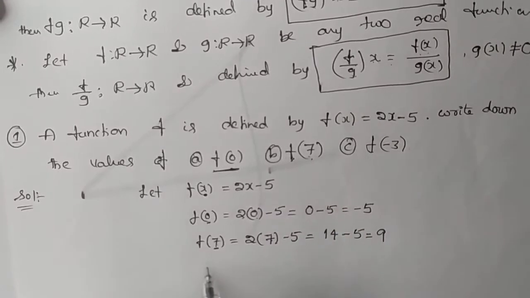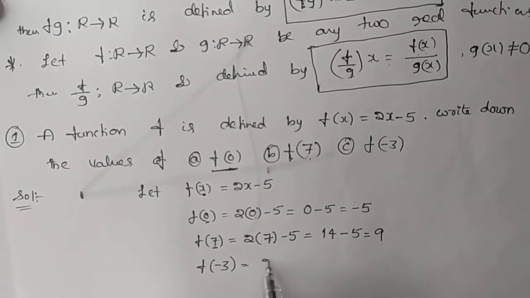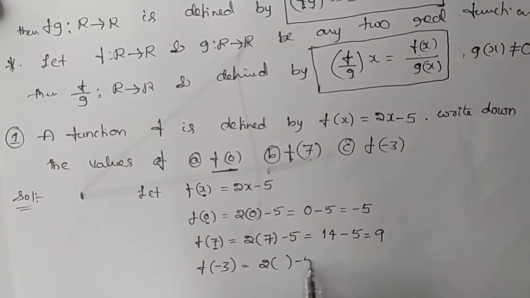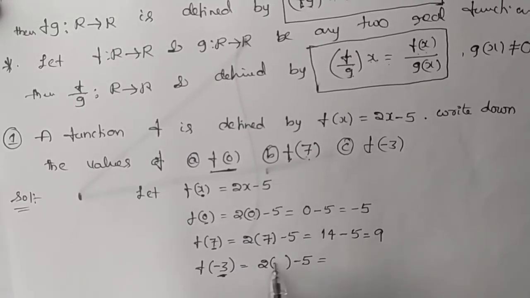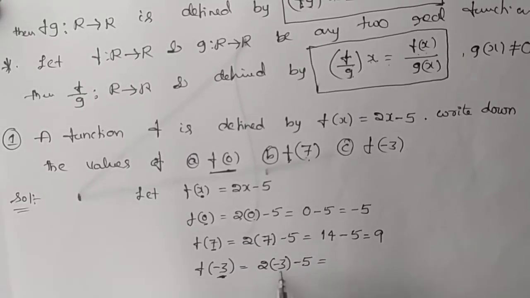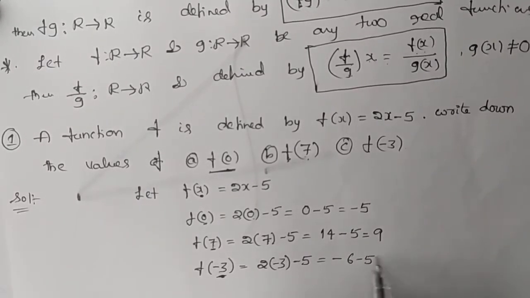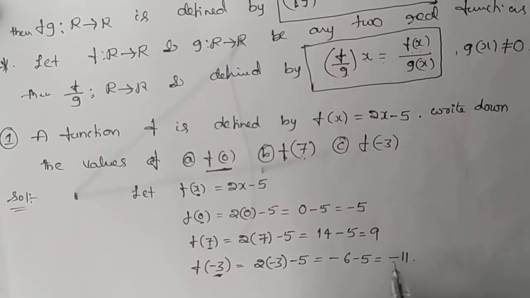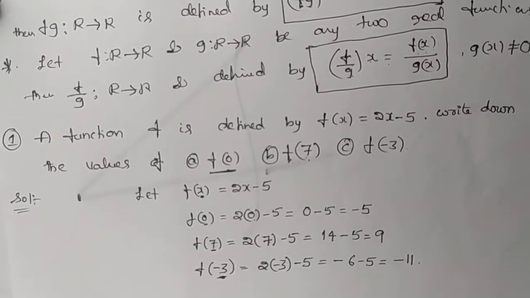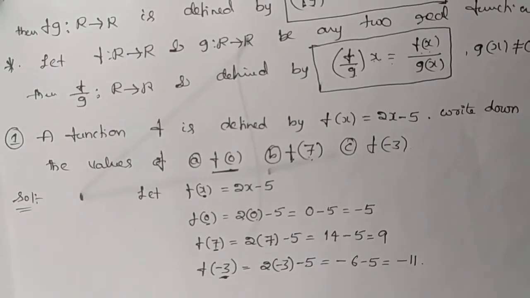Next f of minus 3. F of minus 3 equals 2 into x minus 5, in place of x we have the value minus 3. You just substitute the value minus 3 wherever x we have. 2 into minus 3 is minus 6, minus 5. Minus 6 minus 5 is minus 11. Hence these are the values of f of 0, f of 7 and f of minus 3.